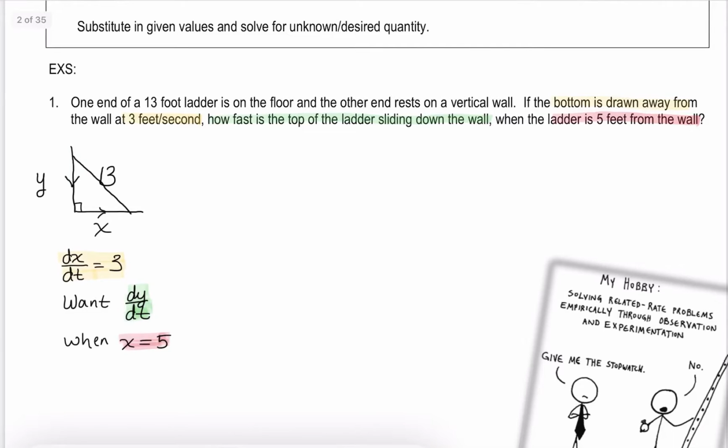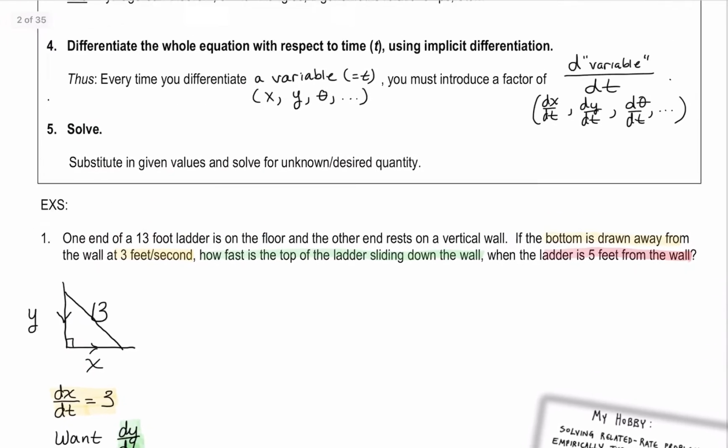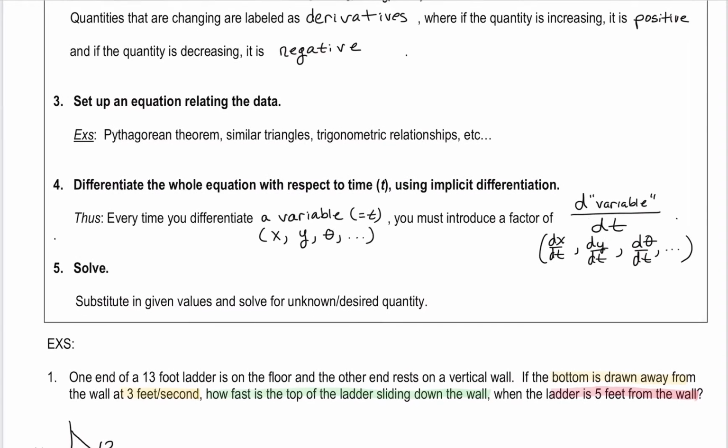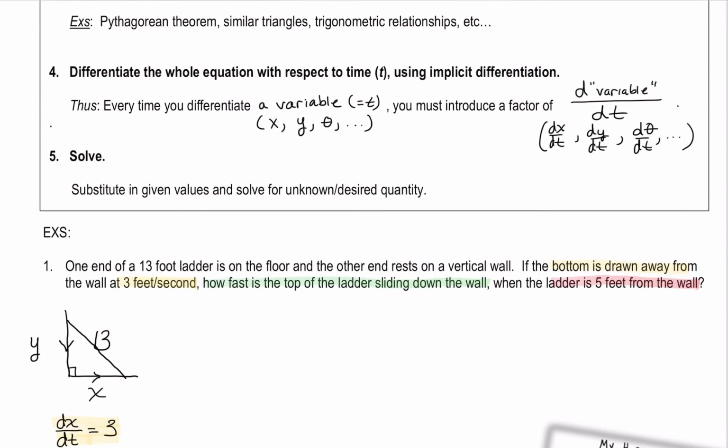Alrighty, so there is all of my lovely information. Let's go ahead and see what we can do with this then. That was step 1. Step 2 is, well actually that was steps 1 and 2, I apologize. So step 1, we drew our picture, labeled the 13 and the x and the y. Step 2, we've identified the things that we know and that we don't know, and we've labeled things with derivatives. Step 3 is now setting up our equation that relates the data. The data being the unknowns, the x and the y, and then the 13.